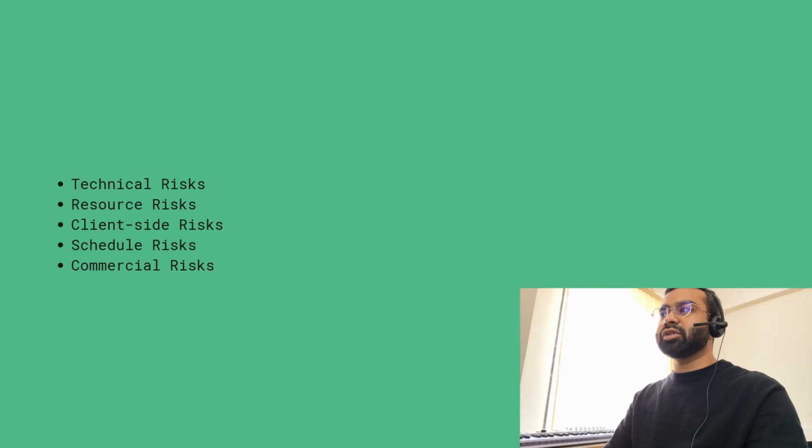Then there are client side risks: data unavailability or poor quality, delayed decisions, changing requirements, IT team not ready for integration. Example: Cargo's historical data might be corrupted or incomplete. Schedule risks: underestimation of effort, dependencies on other projects, and external delays, approvals, access. Example: if data access is delayed, we can't start modeling on schedule. Then there are commercial risks: scope creep, client budget cuts, payment delays. Example: client asks for a feature not in scope mid-project.